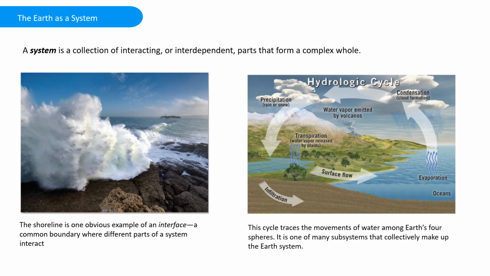So this is the best representation of the interaction of the Earth system. This cycle traces the movements of the water among Earth's four spheres. It is one of many subsystems that collectively make up the Earth system.